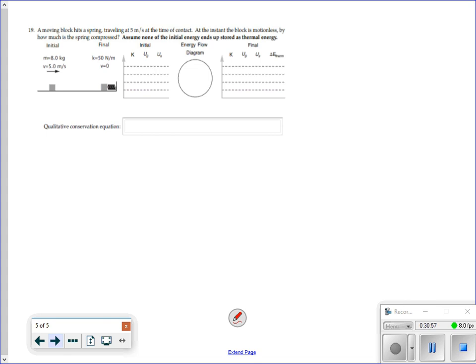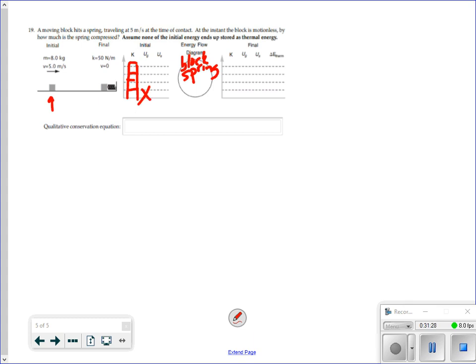Okay, so let's take a look. We've got a block and a spring. How much is the spring compressed? None of the energy is stored as thermal energy, so no friction. We're not going to worry about the floor. It's all good. So we've just got two things in our system. As we're going along here, we've got some kinetic energy. I'll just go with 3 this time. Why not? We do not have any gravitational potential energy because we don't have any height.